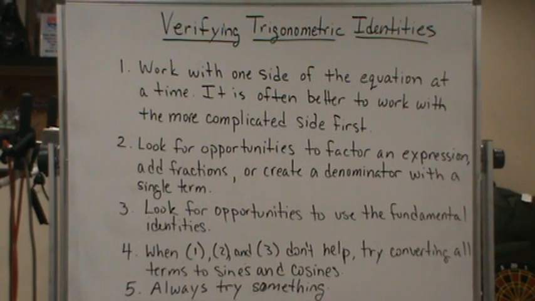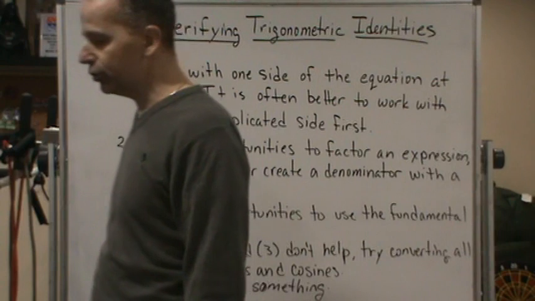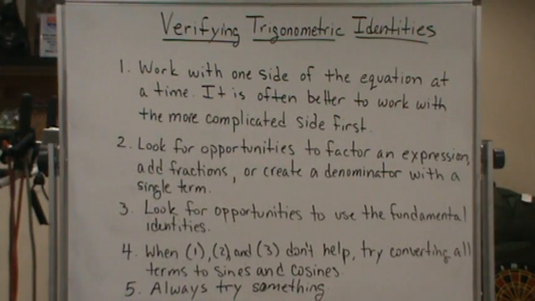Now, although there are similarities, verifying that a trigonometric equation is an identity is quite different from solving an equation. There is no well-defined set of rules for verifying trigonometric identities. So I've written down the guidelines that you should use to help you verify an identity. 1, work with one side of the equation at a time. It is often better to work with the side that is more complicated. Work with that side first.